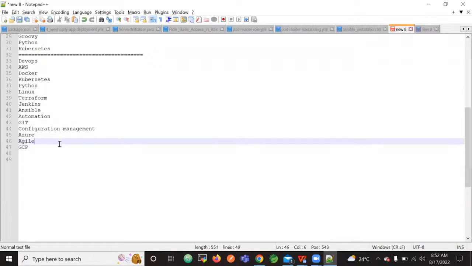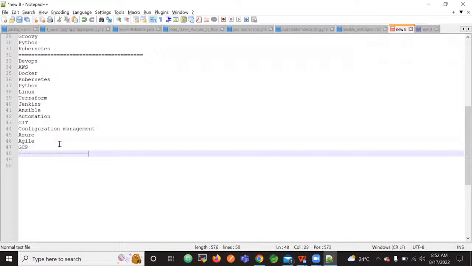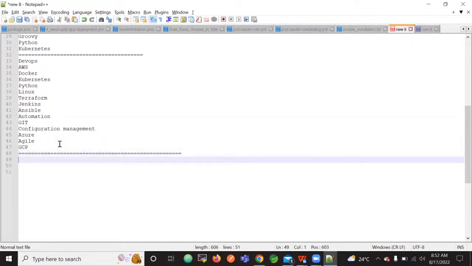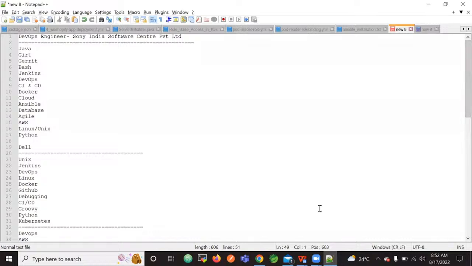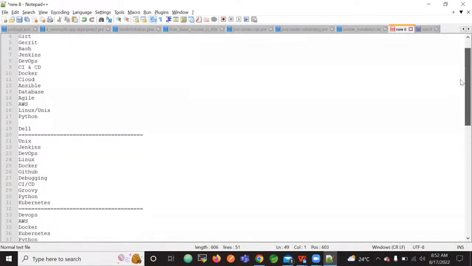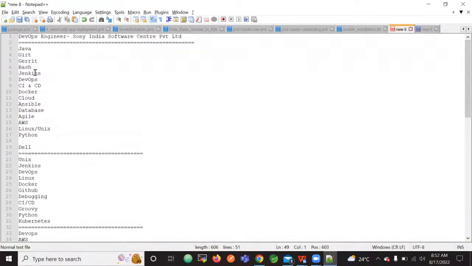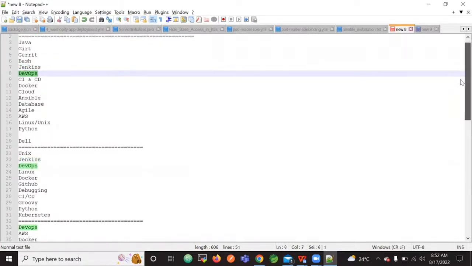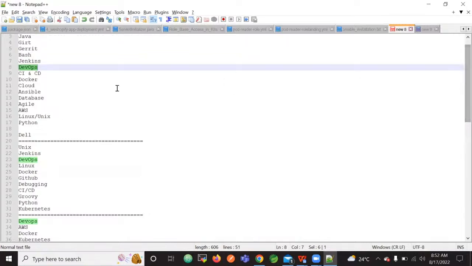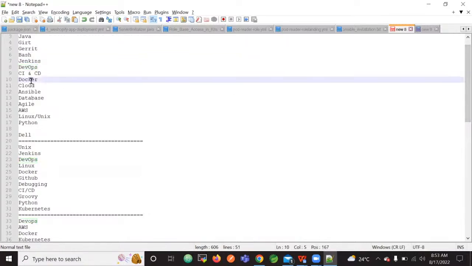Now, can you guys observe, or can you help me write the common skill set they're expecting now? By looking into this, can you help me? What is a common skill set they are looking for? Docker. Okay. Jenkins. Yeah, Jenkins. If you can see, Jenkins is in all. Then DevOps concepts. Linux, yes. Kubernetes. Docker. Right?